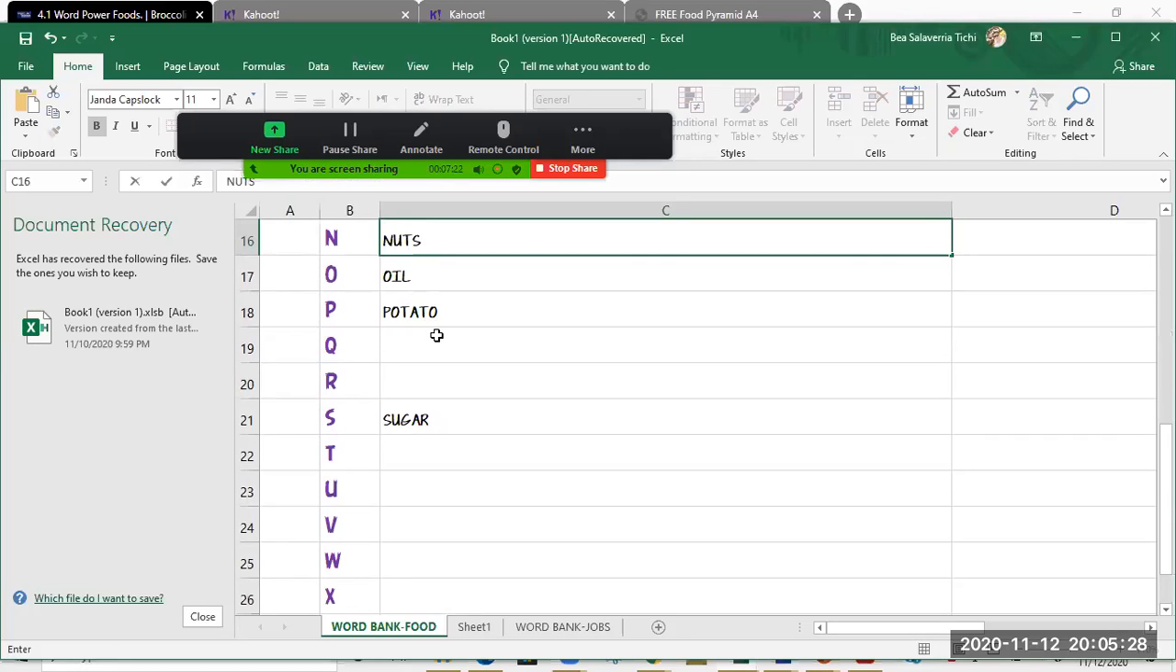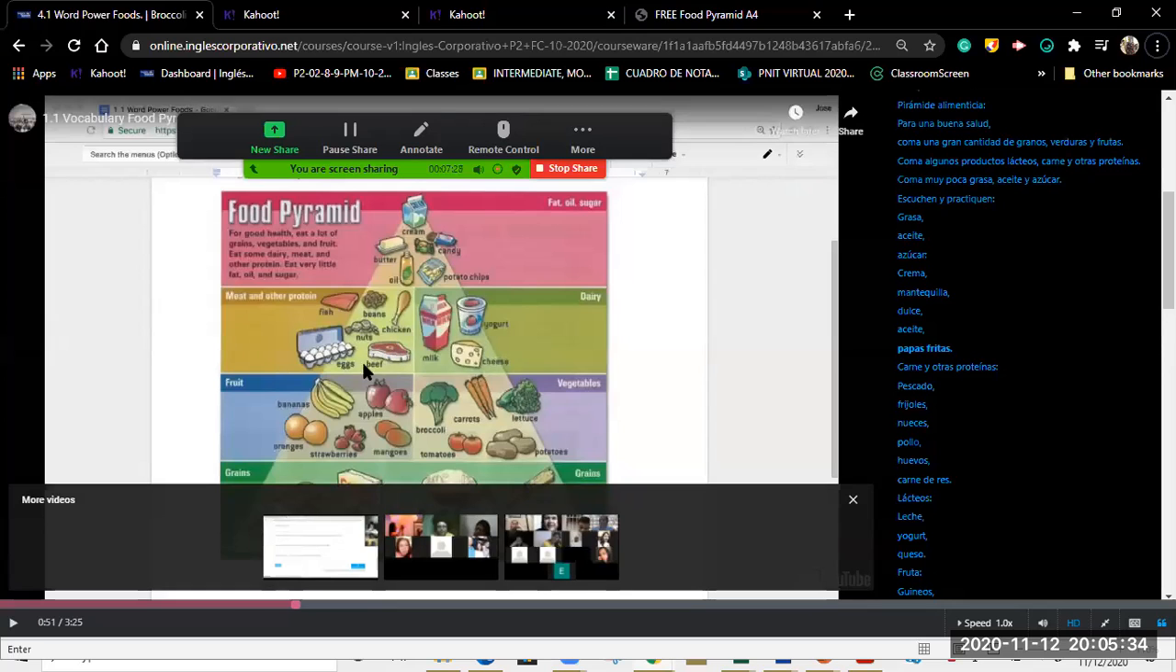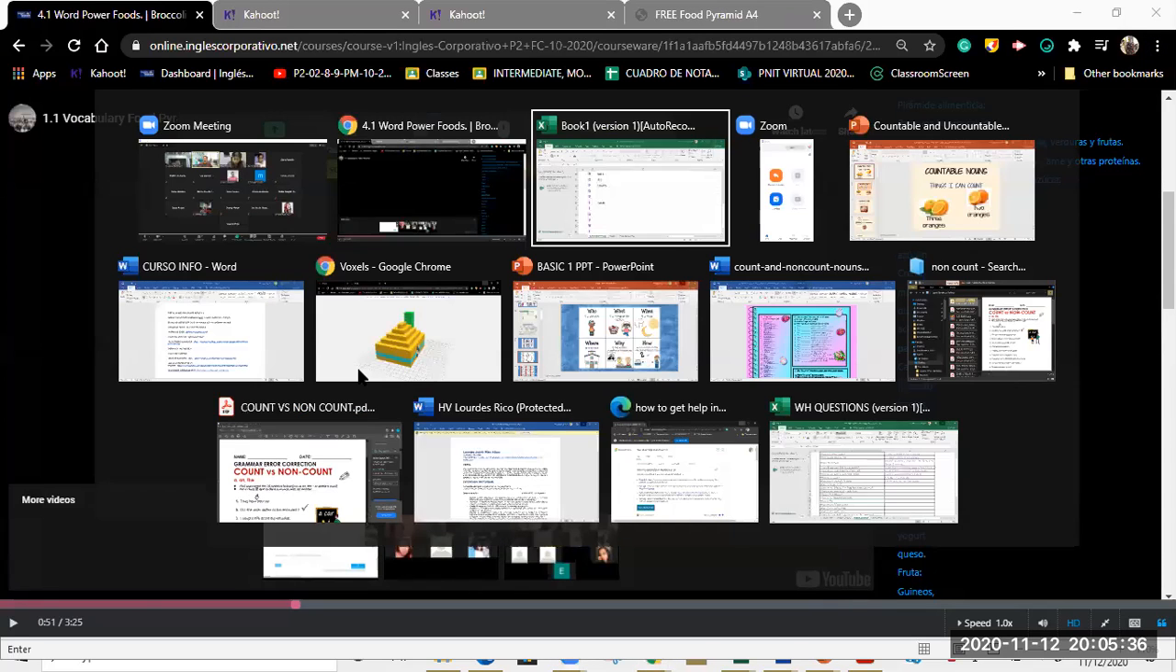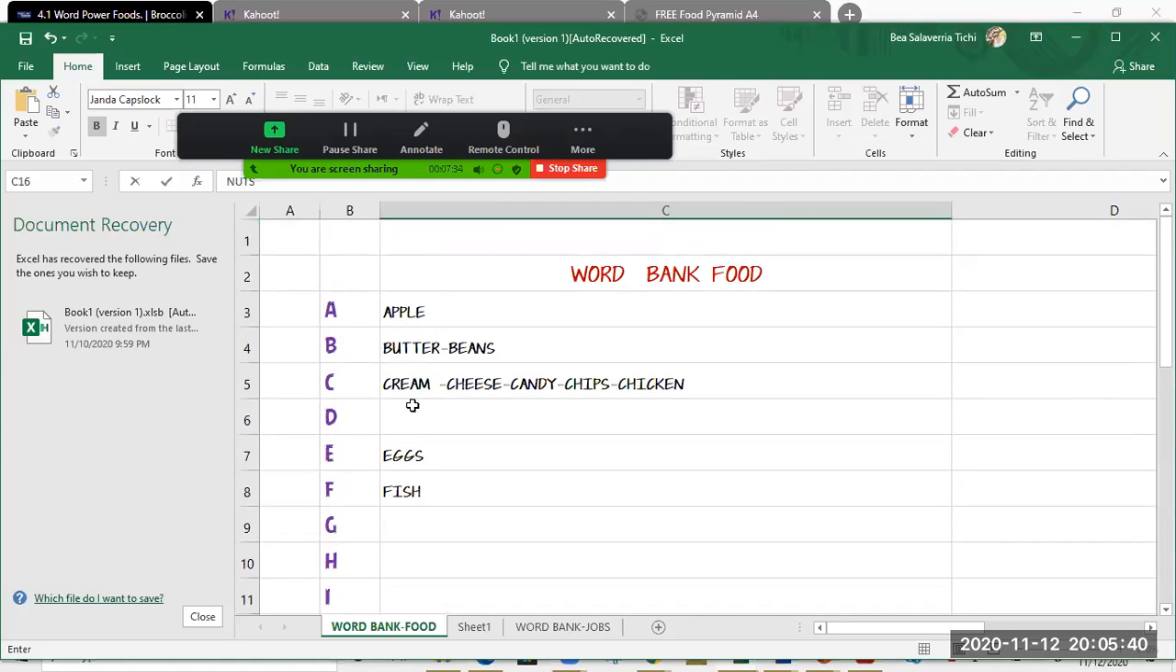Nuts, very good. Okay, what else do we have? Nuts, beef. Carne en general, you call it beef, okay? Beef. Carne de res.